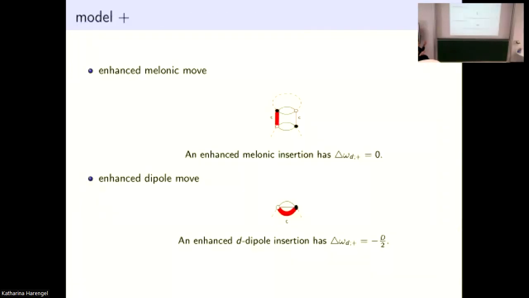Going back to model plus, I want to show you what kind of primitively divergent graphs I have in a more graphical manner, to all orders. To prepare the ground for that, I want to point out that if you insert this kind of enhanced melonic graph in a particular way, it doesn't change the superficial degree of divergence. Whereas if you insert what we sometimes call a dipole enhanced one in a particular way, it reduces the superficial degree of divergence by d/2.